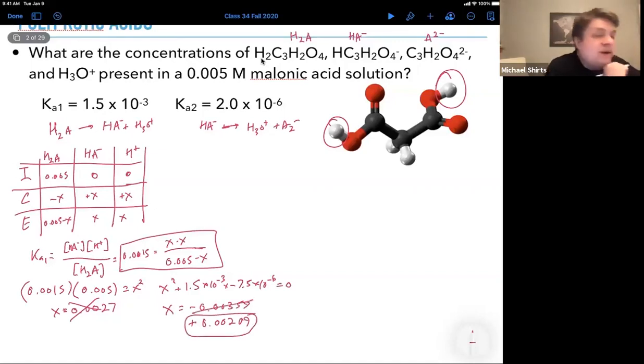In the ice table we set up, x cannot be negative. A negative x is possible under some circumstances. You have to check and see which one is physical. In this case, the concentration of H2A would be 0.005 minus x, so x can't be negative.